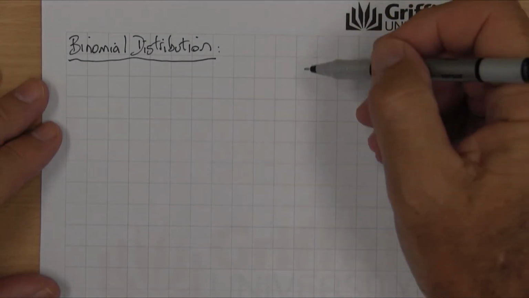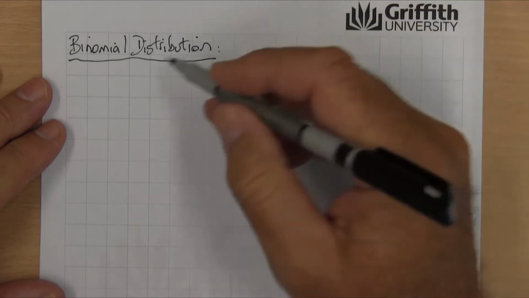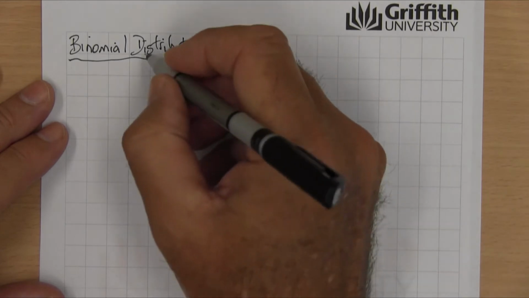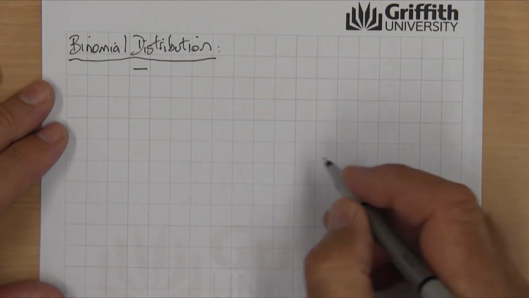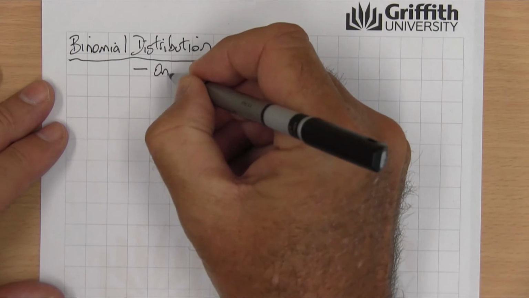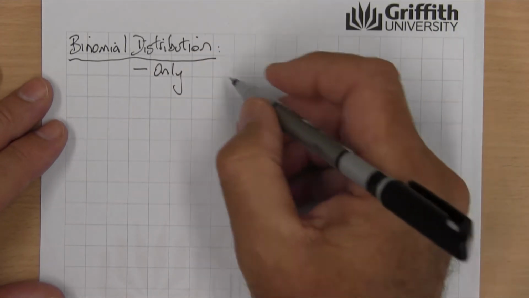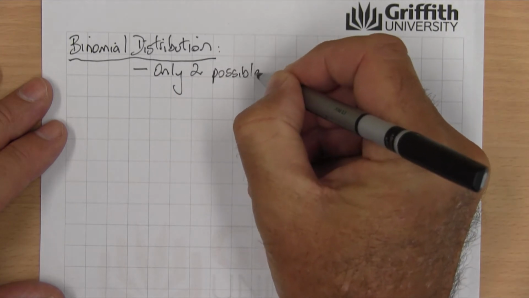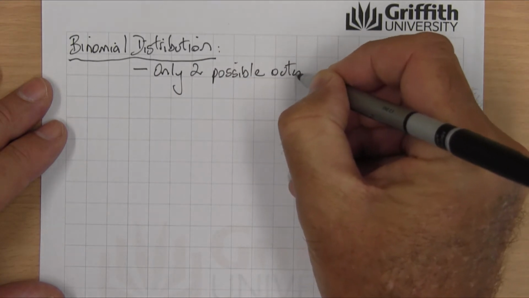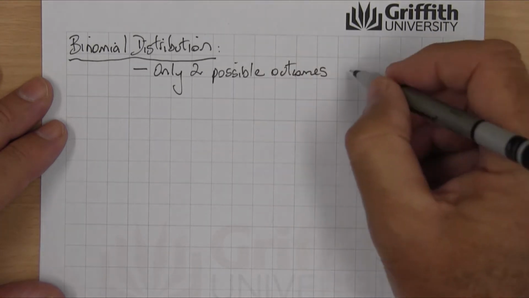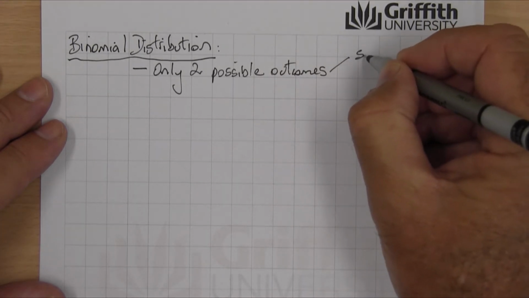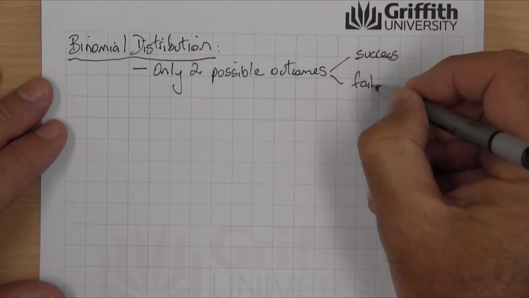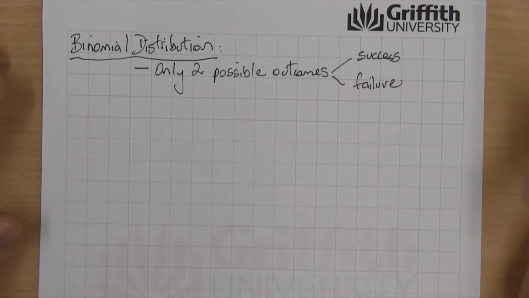Binomial distribution. We've been talking about probability distributions, and the binomial distribution is a special one. It has a number of characteristics that you can tell it's binomial. One of them is the word binomial: bi meaning two, only two possible outcomes. And those outcomes are commonly called a success and a failure.